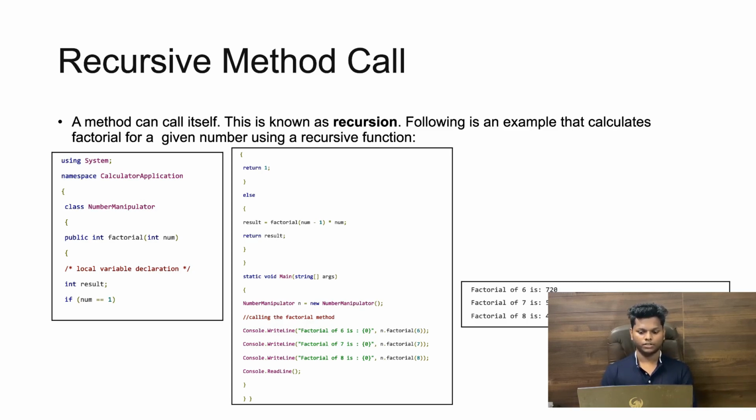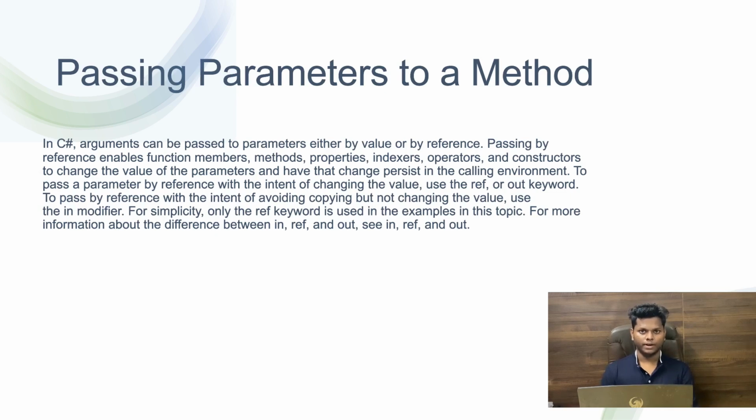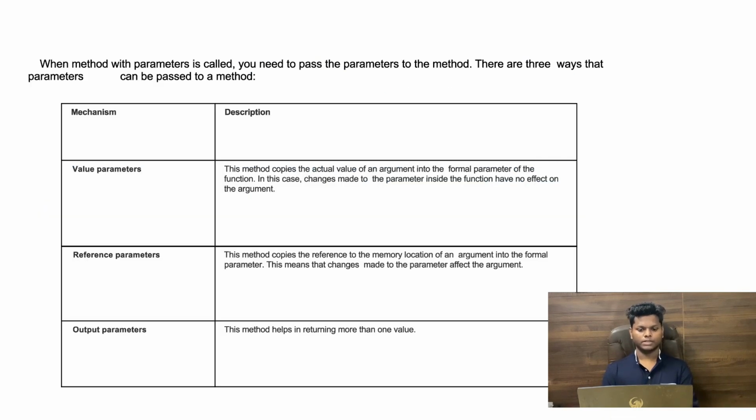Next is passing parameters to a function. Passing a parameter is of three types: value parameter, reference parameter and output parameter. So first, value parameter. This method copies the actual value of an argument into the formal parameter of the function. In this case, changes made to the parameter inside the function have no effect on the arguments. A new storage location is created for every value parameter. This is the default approach to pass the parameter to the method. When a value type variable is passed to the method, it means that we are passing a copy of just the variable to that method. Next is reference parameter.